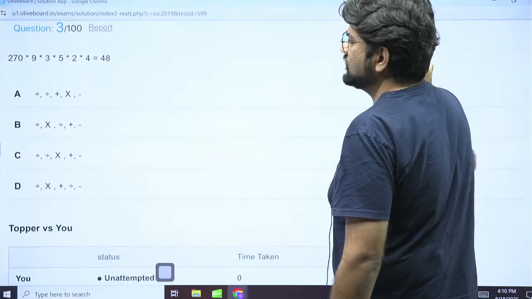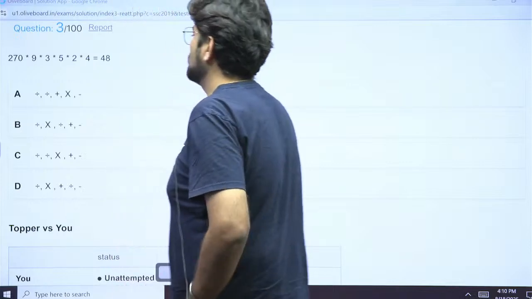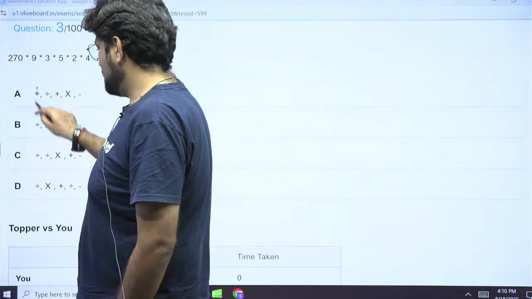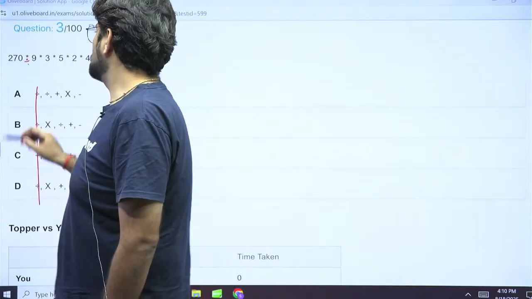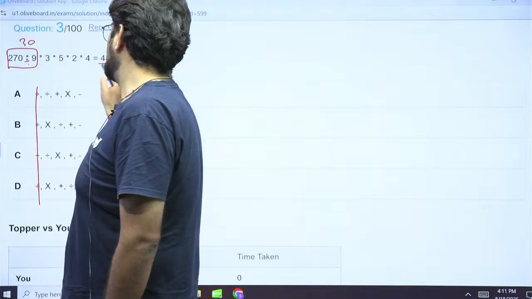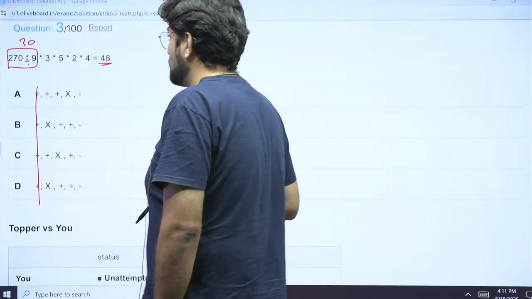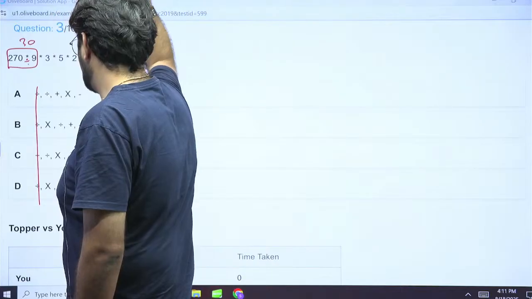Which sign should be sequentially placed here to balance the equation? Let's see. The first thing is divide here. Observe. So this is division. So this is 30. Now we need 48 as our answer. 30 divided by 3 is further going to give me 10. 30 multiplied by 3 is going to give me 90.